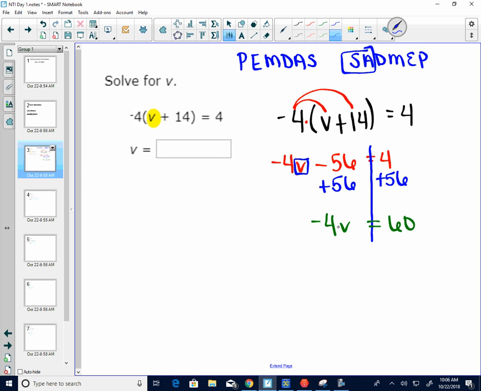To undo multiplying, and I know that's multiplying, there's an understood multiplication symbol there. To undo multiplying, I have to divide by negative 4. And so negative 4 divided by negative 4 is 1. So that leaves me with 1v. 60 divided by negative 4 is negative 15. So v is equal to negative 15.